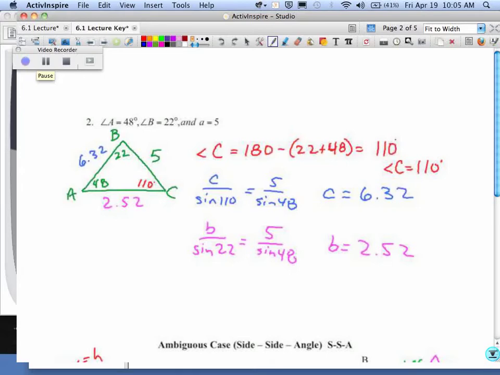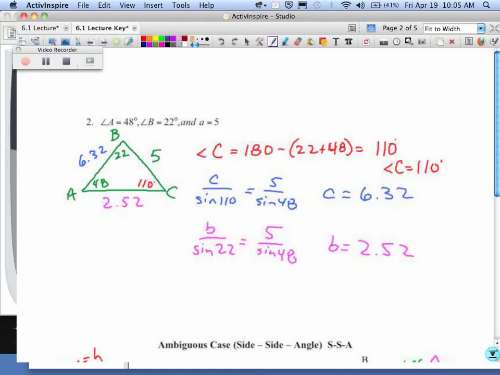Again, I would start with the angle C, doing 180 minus the sum. You get 110. For little c then, I'm putting little c in the top left corner, the angle's on the bottom. You get about 6.32. And little b, I'm getting about 2.52.